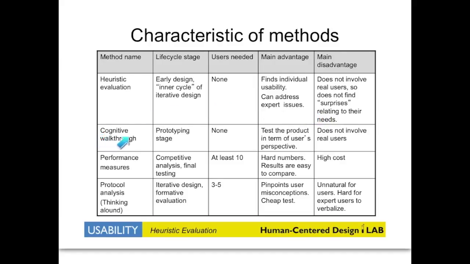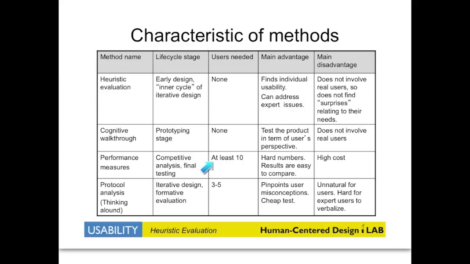The second one is cognitive walkthrough. The cognitive walkthrough you can use in the prototyping stage. Users needed are none, so this one we test from the user's perspective. We ask the expert to go in and walk through the way that a user would, and again it doesn't involve real users. The performance measure is a cognitive analysis, and the final testing is when you have really finished products that can function.